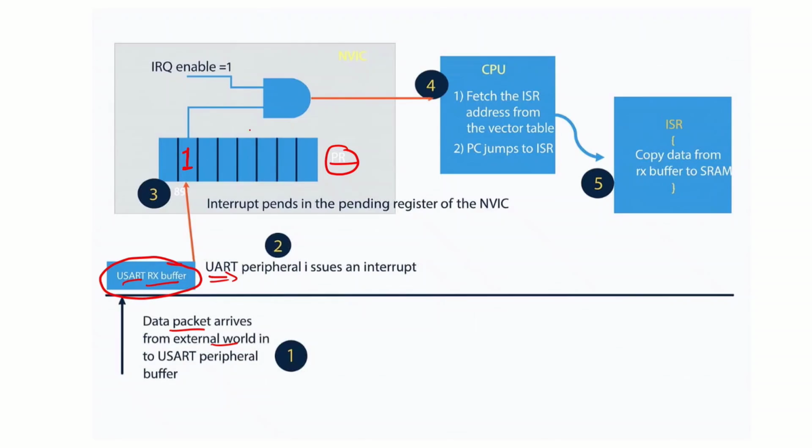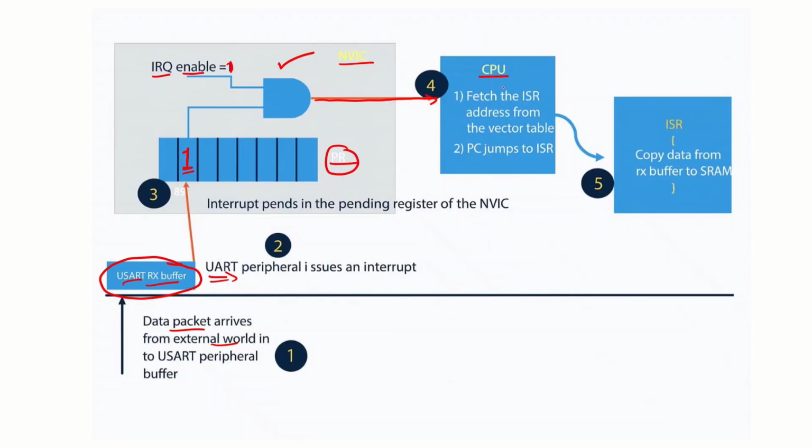And this is the NAND gate which is present in the NVIC. The two inputs of the NAND gate are: one is whether the IRQ is enabled or not, and the other is the pending bit. So if we configure the IRQ as enabled and the pending bit is also 1, which means that the interrupt occurs, now you have to execute the corresponding ISR. When both of these are 1, it will send an interrupt to the CPU.